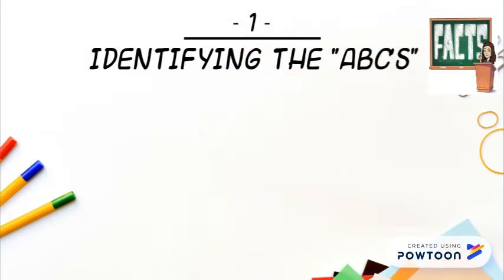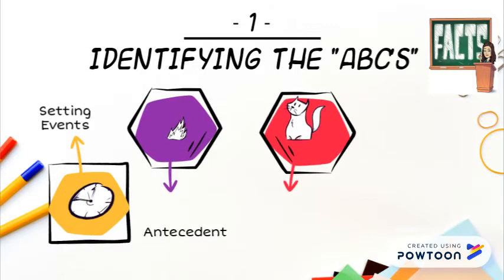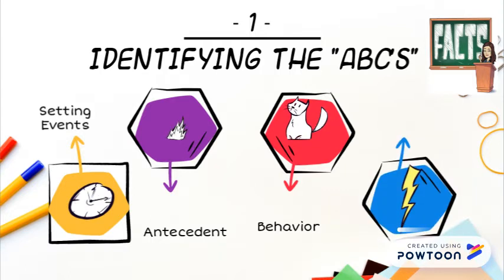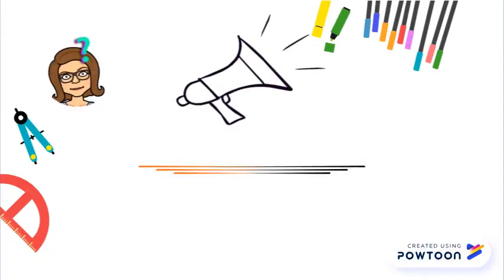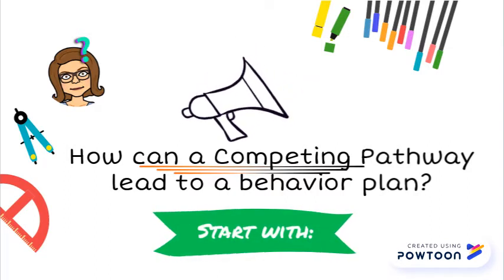Earlier in Module 2.4, you watched a video about using diagnostic analysis to identify the setting events, antecedent, behavior, and consequences. This is a start to creating a competing pathway. How can a competing pathway lead to a behavior plan? Let's start with looking and identifying the problem behavior.